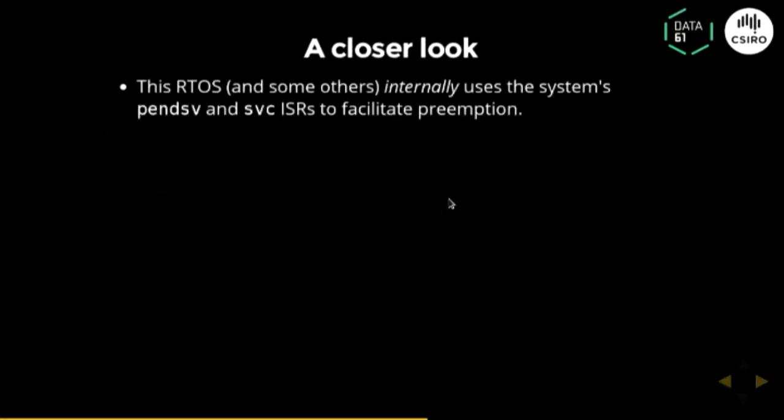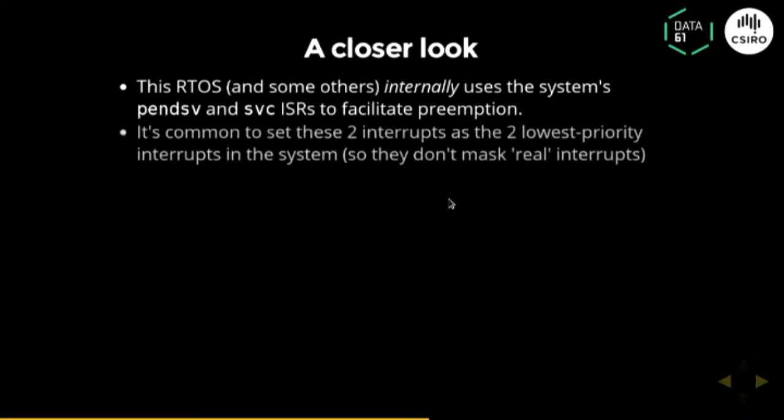Internally, this RTOS and actually some other ones as well use a couple of interrupts to do this preemptive instantaneous task switching. And you really want to set these two interrupts as the two lowest priorities in the system, because when something important happens, for example, you're pressing a button on a defibrillator or something, you want that to occur before the task switching interrupt, because that sequence means that your task switching occurs as fast as possible. And that's the reason for that.